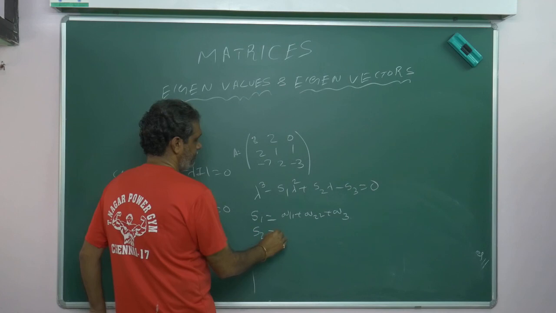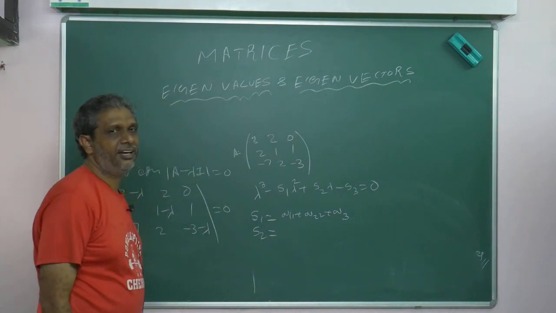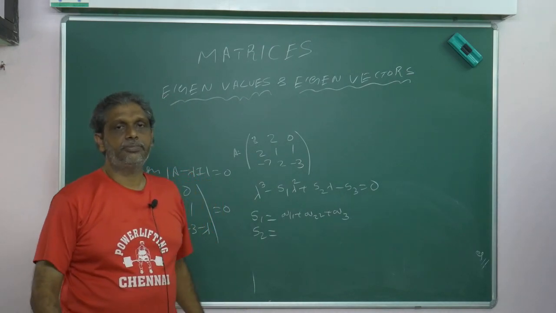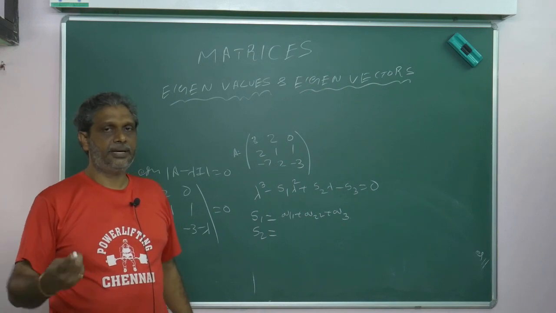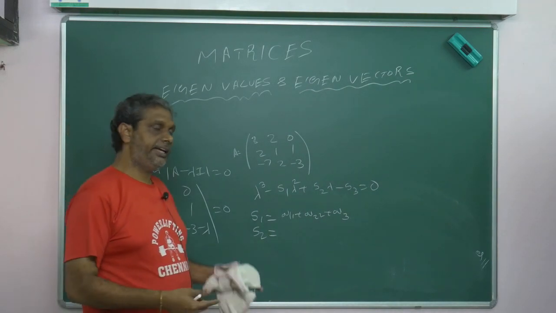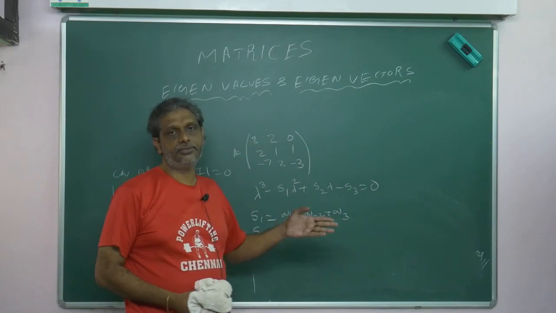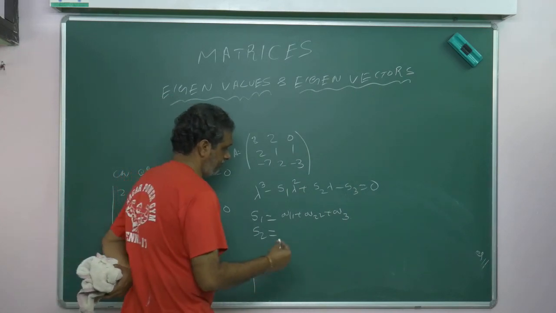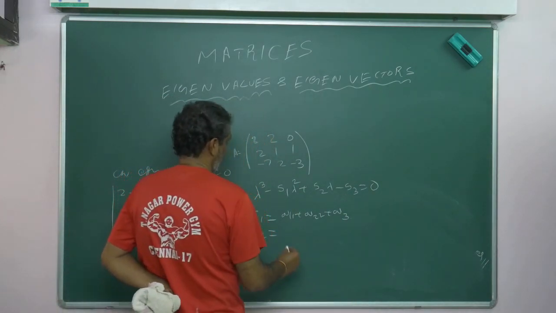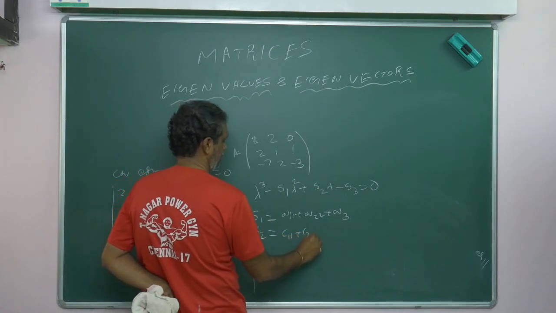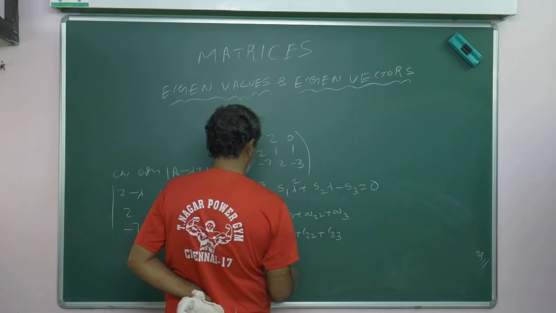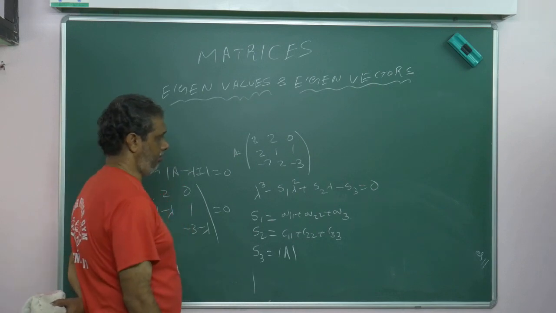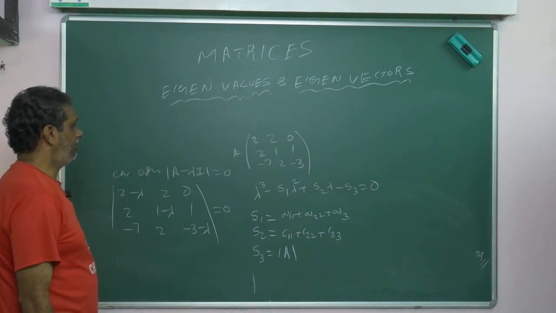Who is my s2? Sum of the cofactors of the diagonal elements. Minor and cofactor are the same here because there is no sign effect. Actually cofactor means minus 1 power i plus j times Mij, but in case of diagonal elements it is always plus only. You will get minor and cofactor the same. Some textbooks say minor, some say cofactor. So I will write C11, C22, C33. Now S3 is equal to what? Determinant of A. Any problem? Right. Now one by one you can find out.